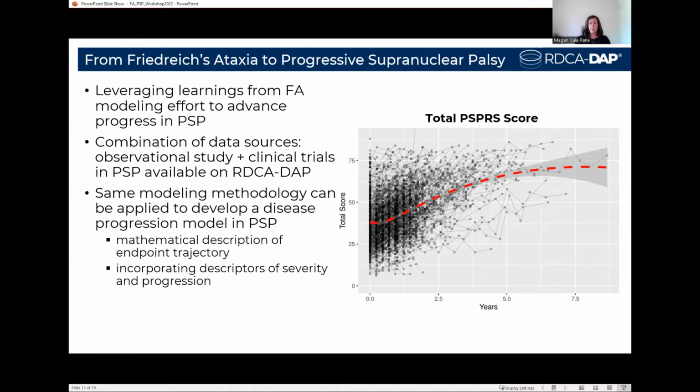So we can explore various mathematical descriptions to describe the PSPRS dynamics and its trajectory, as well as incorporate predictors of baseline severity, as well as the rate of progression that can account for some of the variability that's present in the patient population. So these are the initial steps that we have started to explore to advance the development of a disease progression model in PSP.